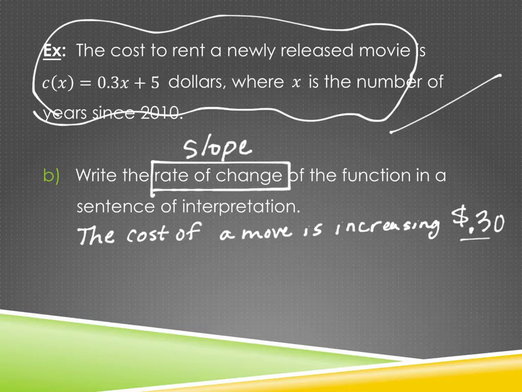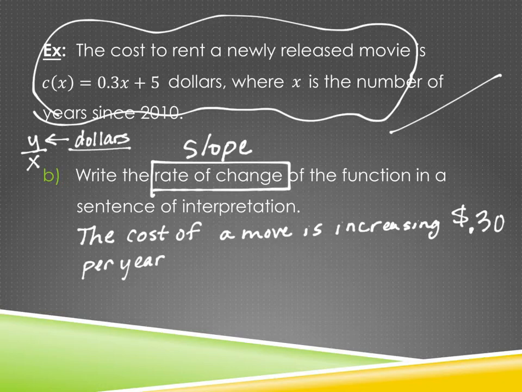So make sure that this actually says 30 cents or $0.3, right? So $0.3 per year. So where did I get the per year? Well, I got the per year because slope is y's over x's, right? Well, the output was dollars. The input is number of years because it said years after 2010. So that's where the per year came from. It's dollars per year.